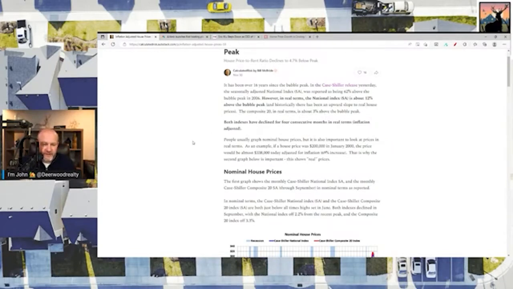People usually graph nominal house prices, but it's also important to look at prices in real terms. As an example, if a house price was $200,000 in January of 2000, the price will be almost $338,000 today, adjusted for inflation, which is a 69% increase. That is why the second graph below is important. This shows the real prices, and I think this is important. That's why we're reading it.